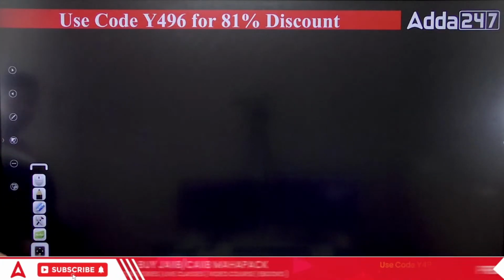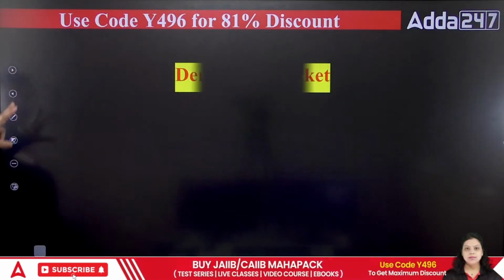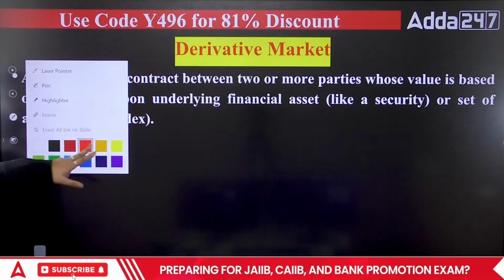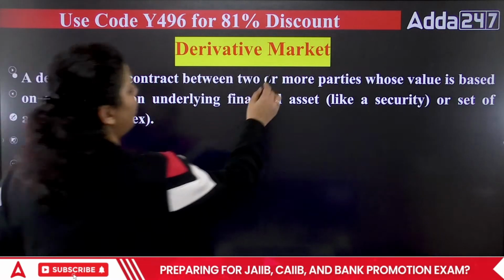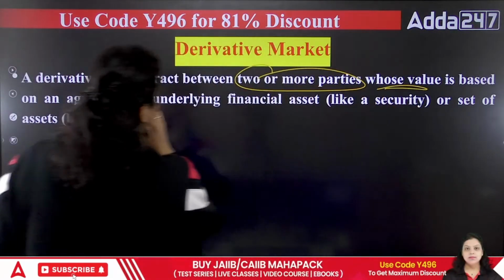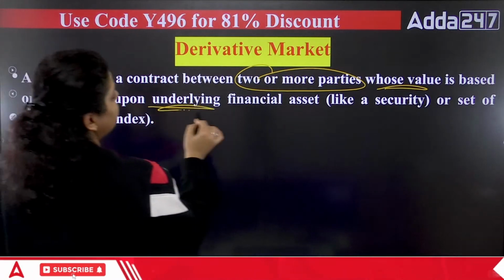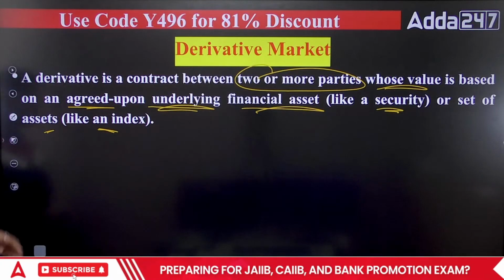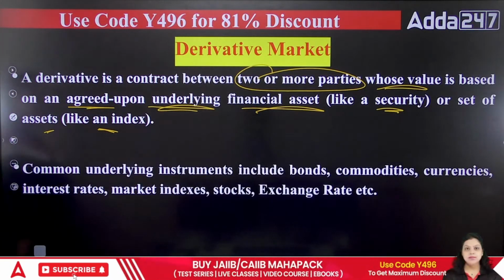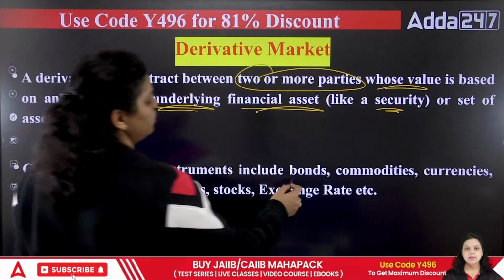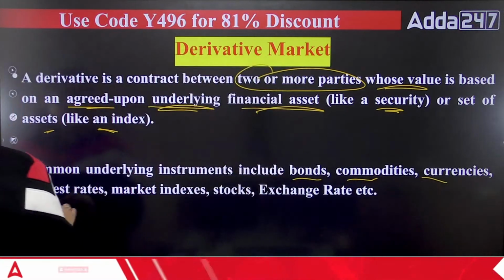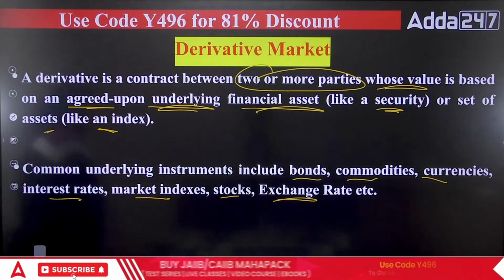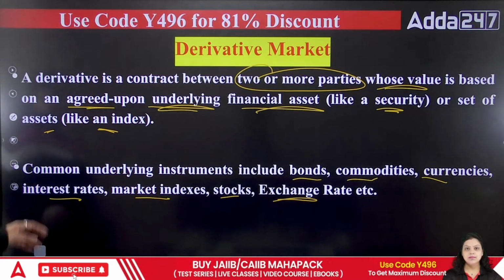Now let's understand the definition here. Let's read the definition. A derivative, it is saying, is a contract between two or more parties whose value is based on an agreed upon underlying financial asset, like a security or set of assets like an index. It can be anything. So what kind of underlying assets can be there? Common underlying assets can include the bonds, commodities, currencies, interest rate, market indexes, stocks or exchange rate. All these will be covered under the derivative.